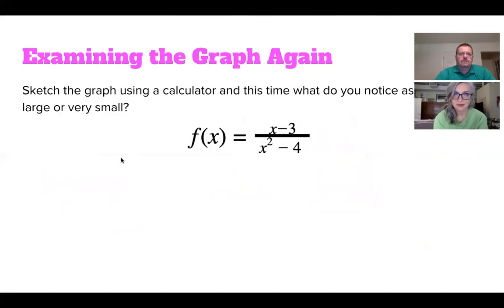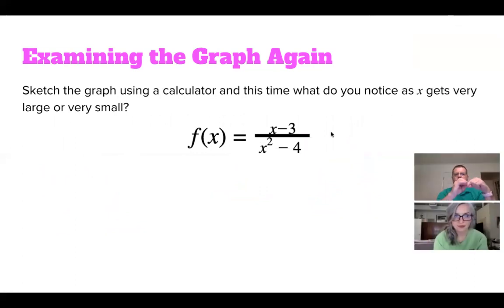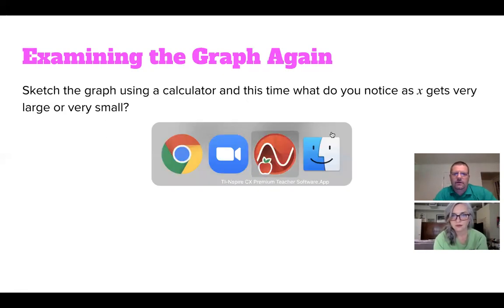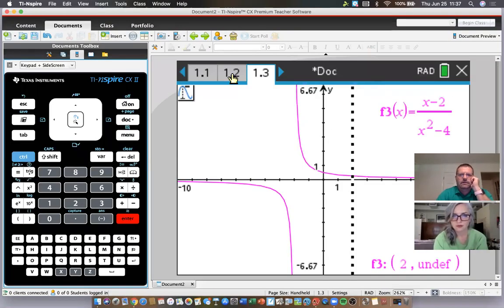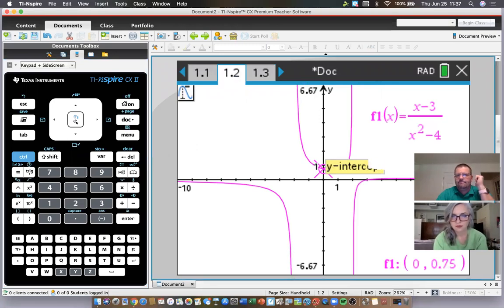So let's do something else with this graph that we had a moment ago. What I want to do now, instead of focusing on what happens in the middle, is focus on what happens out on the ends. As we go out to the very, very small numbers and the very, very big numbers on the ends, what's happening? X minus 3 over x squared minus 4. So let's go back to the calculator for a moment. I think I had that on this page, right? I'm already still tracing on it, which is nice.